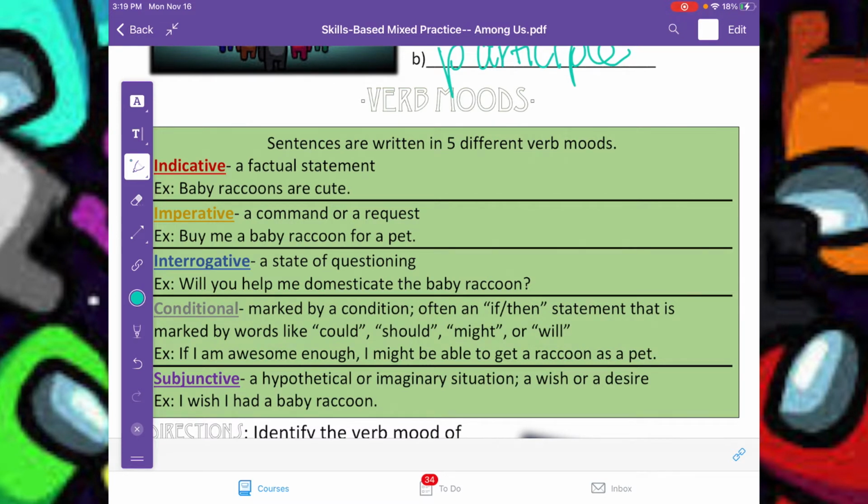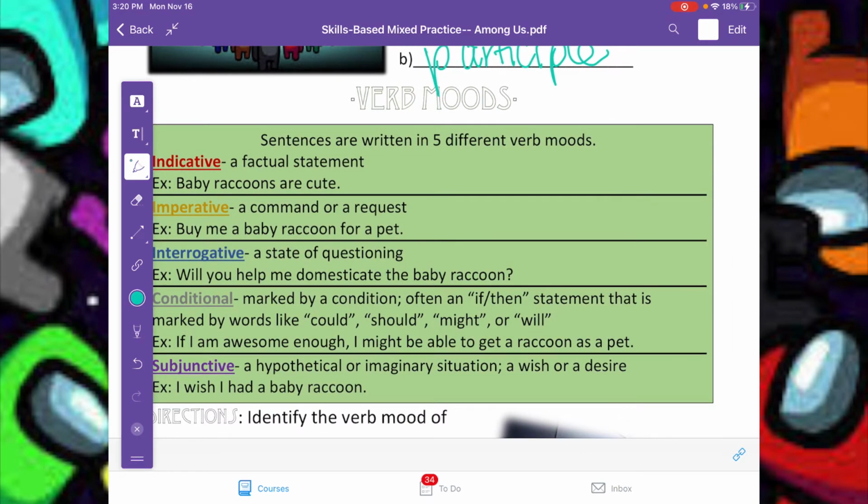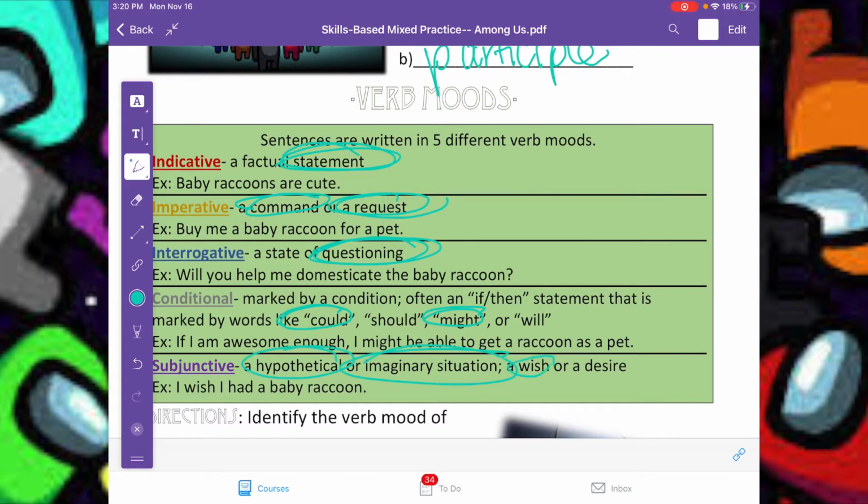Verb moods. We have 5 categories. Each sentence can be sorted into one of 5 categories based on the emotion expressed. We have indicative, which is a statement. We have imperative, which is a command or request. We have interrogative, which is a question. Conditional is something could or might happen, but depends on something else. And then subjunctive is hypothetical, an imaginary situation, a wish, or a desire.